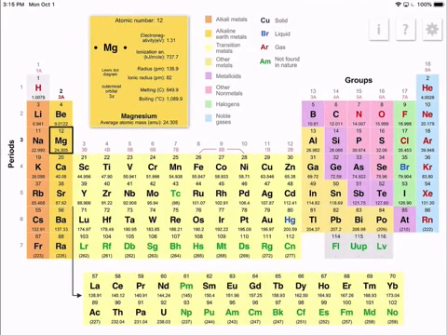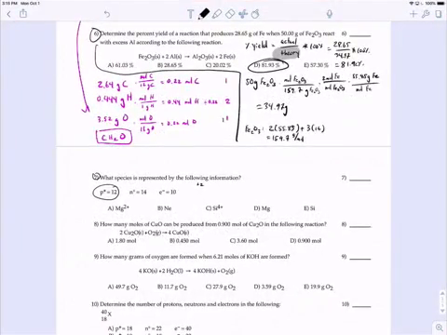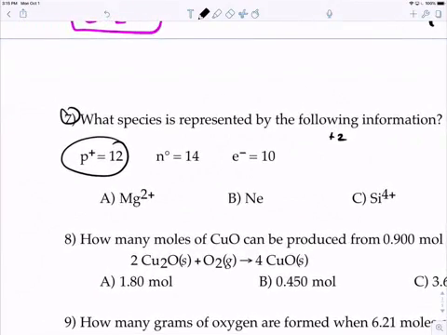Magnesium is here, number 12. So 12 there means atomic number 12, which is magnesium. And since it's got 2 fewer electrons, it's a plus 2 charge. So it's that one. Questions with this one? How that works?